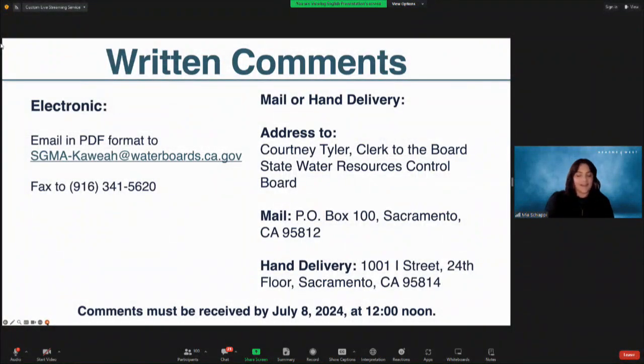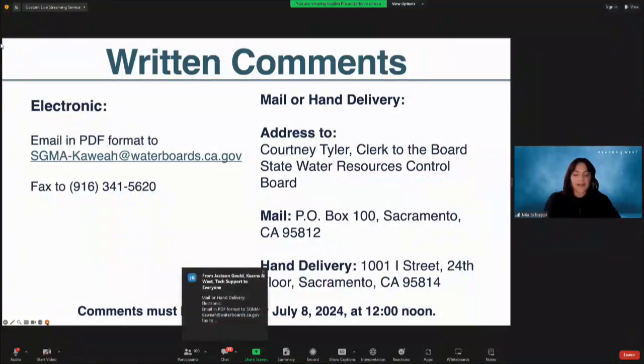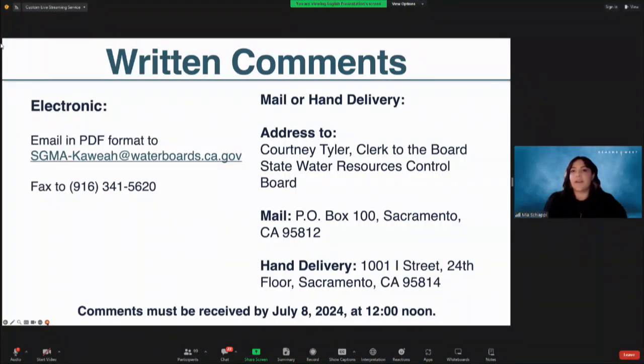You also have the opportunity to provide written comments to the State Water Board via email, mail, or hand delivery. Contact information has been provided in the comments and can also be found at the Kaweah Subbasin webpage. Meeting materials will also be shared on the webpage.